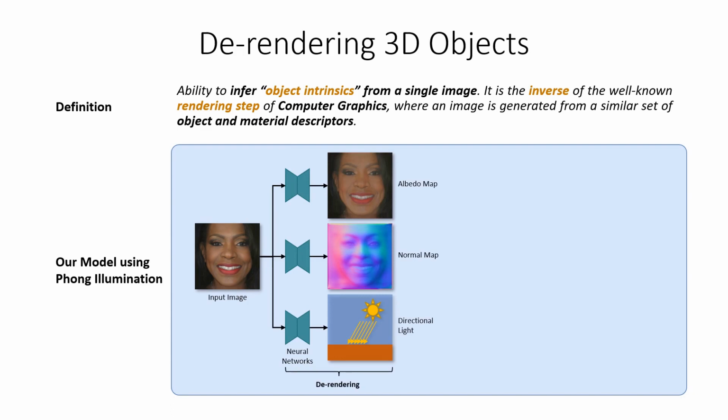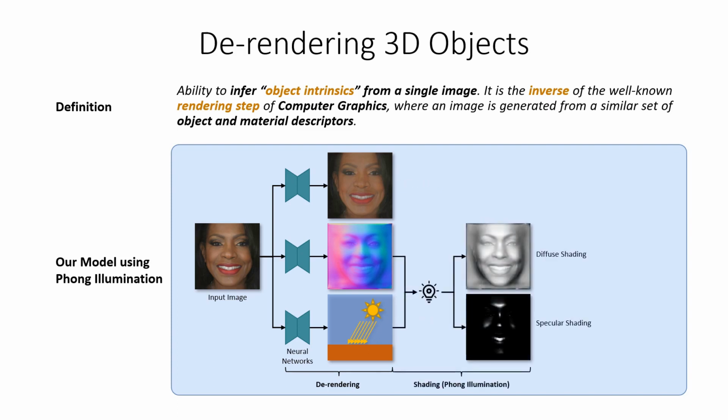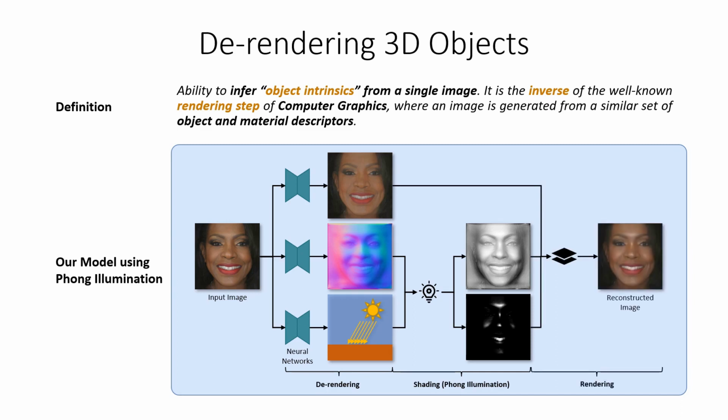From this decomposition, we can reconstruct the input image in two steps. First, we compute the shading effects as defined in the Phong illumination model. We consider diffuse and specular shading. In the second step, we combine the albedo map with both shading maps to reconstruct the input image. By modifying the lighting conditions, we can also relight the input image.